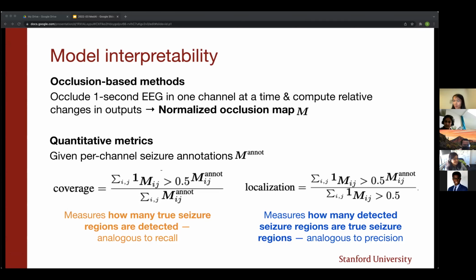And also for these two metrics, we have to normalize or scale the occlusion values to be between 0 and 1, and we just set a cutoff point at 0.5. So an occlusion value above 0.5 means a highly detected seizure region, so that we can compute these coverage and localization metrics. Okay, I see. Thank you.